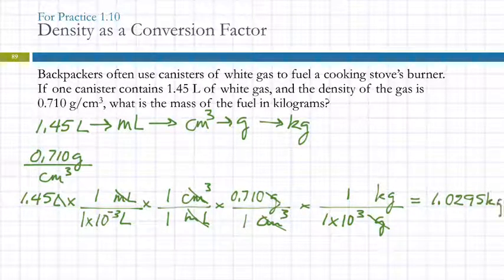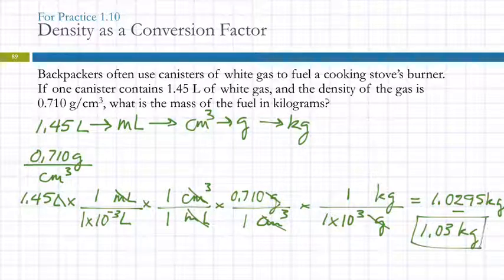Equals 1.0295 kilograms. How many sig figs? 3. So 1.03 kilograms. Is that a reasonable mass for a cylinder of gas that you're going to take backpacking? I don't know. Roughly how many pounds is a kilogram? 2. So this is 1.03 kilograms, in the ballpark of 2 pounds. Yeah, you can carry that in your backpack. Any questions?